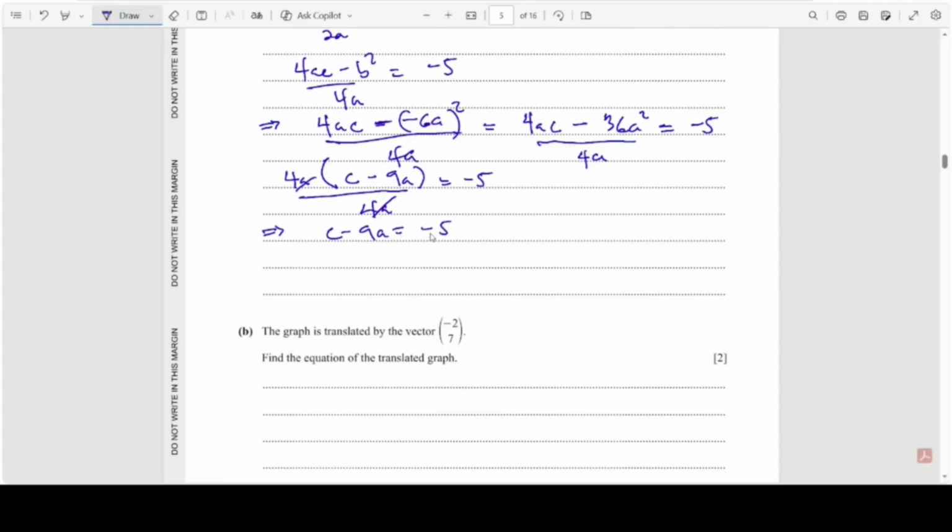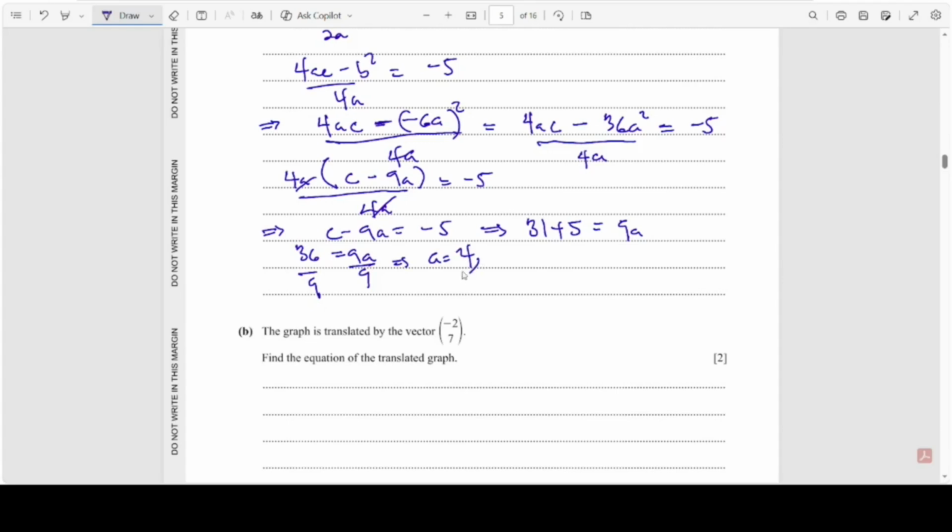Meanwhile, we found c to be 31, so I'm going to replace c by 31. So I'm sending the 9a to the other side and then -5 to where c is. So 31 and -5 comes here. We have 5 equal to negative 9a goes to the other side and becomes positive 9a. So we have 36 is equal to 9a. Divide both sides by 9, and then we have a is equal to 4.